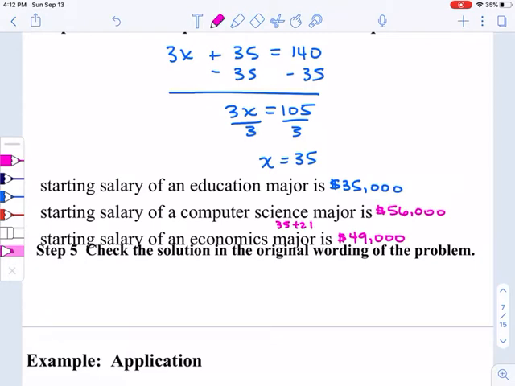So if I just did a double quick check, if I took my 35 for my education, my 56 for my computer science, and my 49, right? They said our combined total of all three of these has to be 140. Let's see, 9 and 6, that's 15, and 5 is 20. So 4, 5, 6, 7, 8, 9, 10, 11, 12, 13, 14. Yep, 140 is equal to 140, right? We know we're okay. That was kind of an easy one, hopefully.